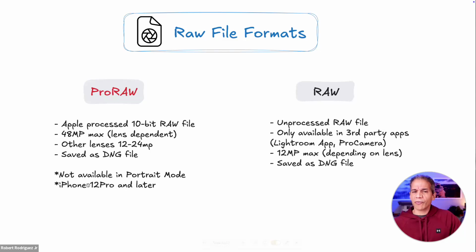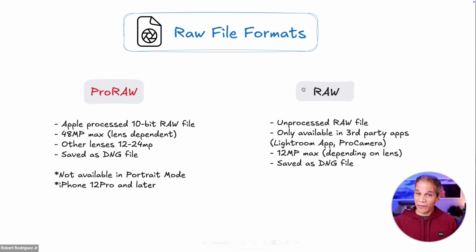And also the ProRAW is only available on iPhone 12 or later. So if you've got an iPhone 12 up to the current ones, you have ProRAW. Now there's also RAW that's completely unprocessed, and sometimes that can be useful. If you don't want Apple to apply any processing at all, you may want a straight RAW file. Now, that's, as I said, only available in third-party apps, such as the Lightroom app.